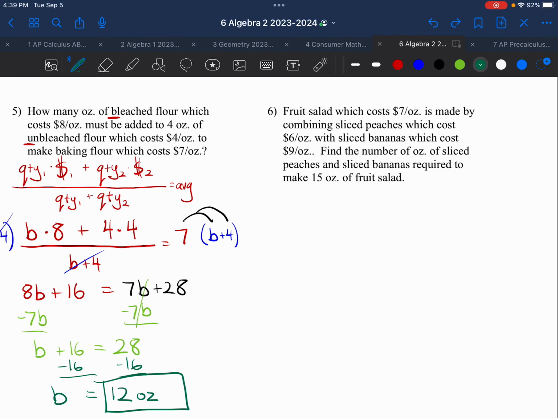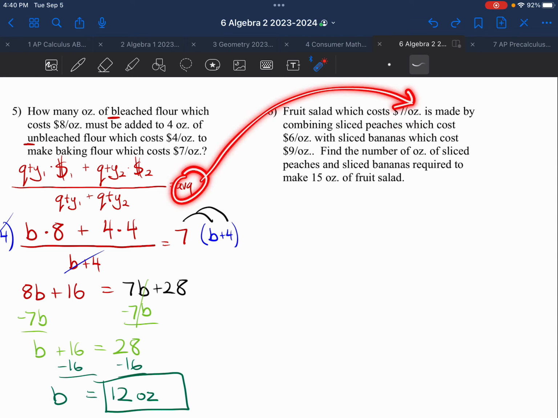All right, I have fruit salad costing 7. Again, it's going to be the same formula. So essentially, I'm looking over here as I'm plugging in over here. Fruit salad is the answer. It's probably made from other things. It's made from peaches and bananas. So our average amount is 7. We can already fill in that right side.